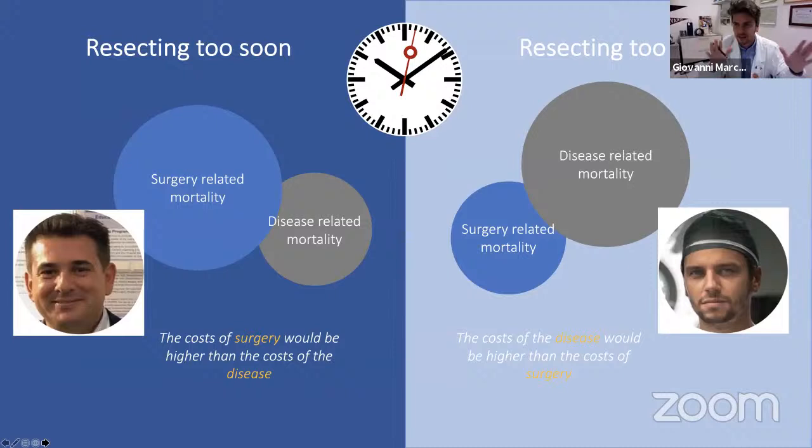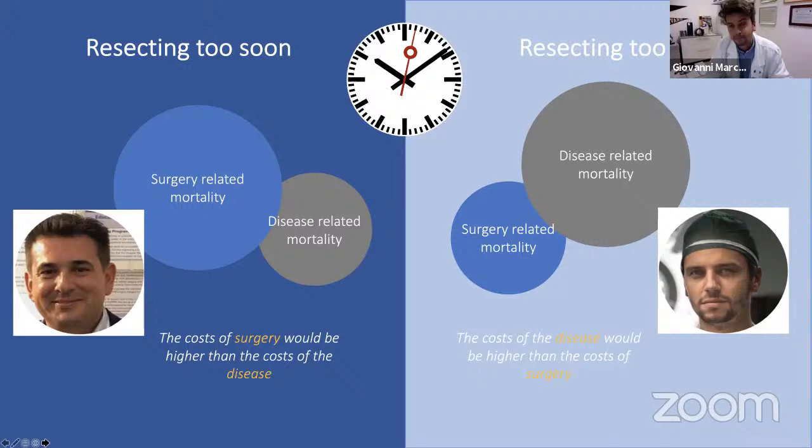If we want to be more on Ioannis' side, so if we want to be more aggressive, probably the risk we are running is resecting too soon an IPMN. And this means that the cost of the surgery in this case could be higher than that of the disease. I'm talking about morbidity and mortality.